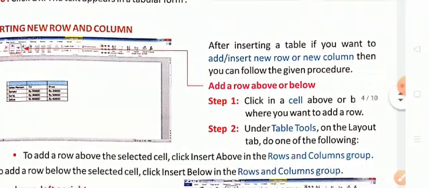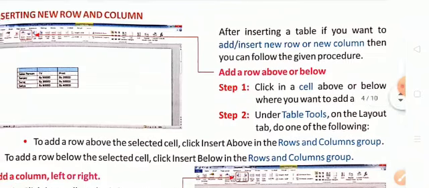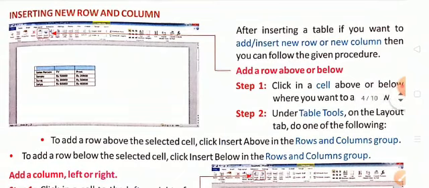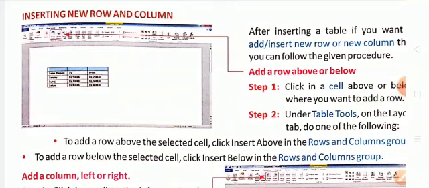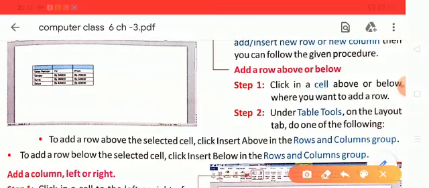In step number 2, under table tools on the layout tab, do one of the following. Suppose you want to add a row above the selected cell, click insert above in the rows and columns group. If you want to insert the row below the cell, click insert below in the rows and columns group.